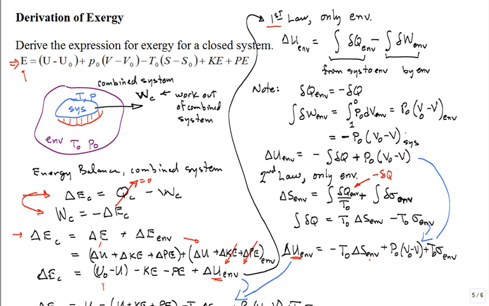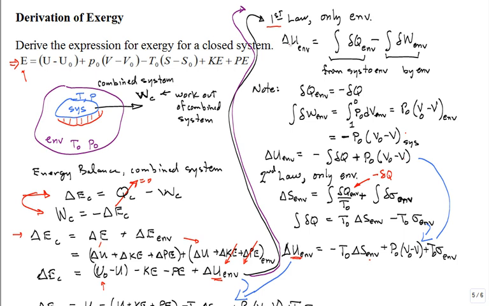That's U2 is equal to U naught. Okay. Now follow this little path. Go this way. All right. Now let's apply the first law only for the environment.